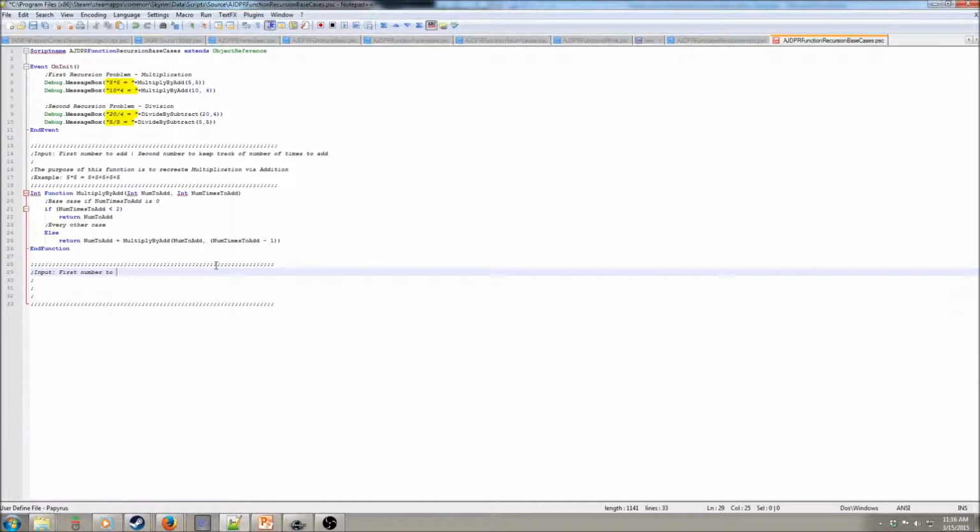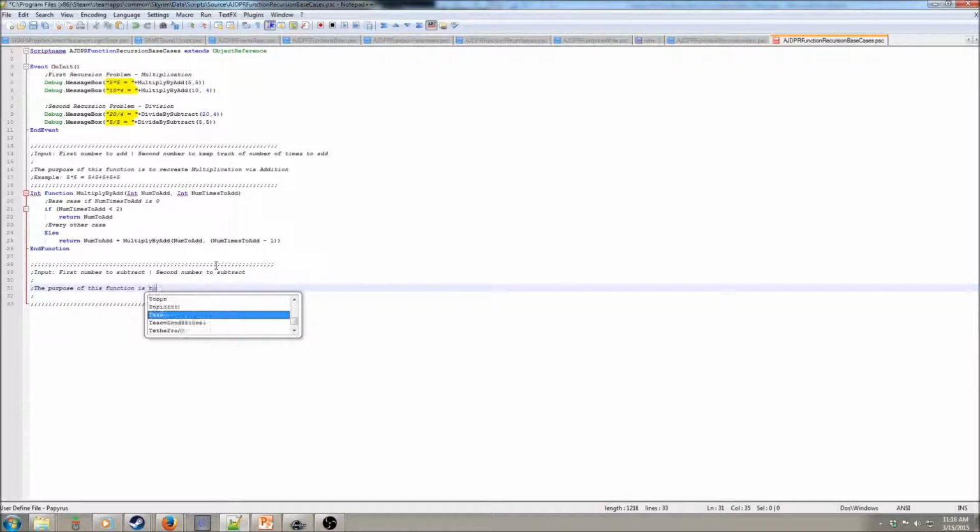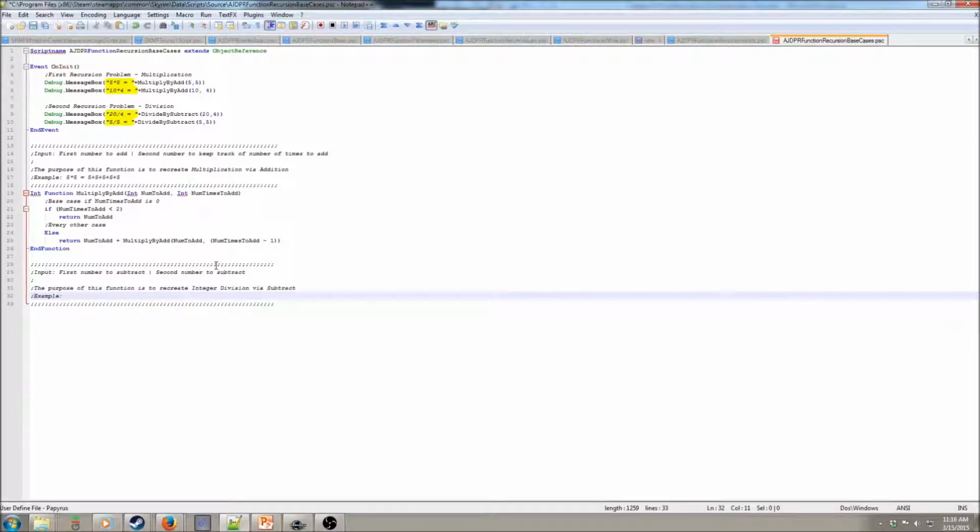First number to subtract, second number to subtract. The purpose of this function is to recreate integer division via subtraction. Example, 20 divided by 4 will divide 5 times. Subtract 5 times, excuse me.